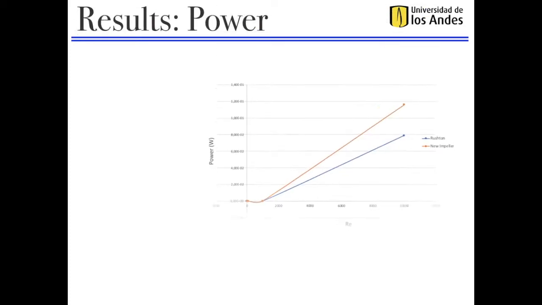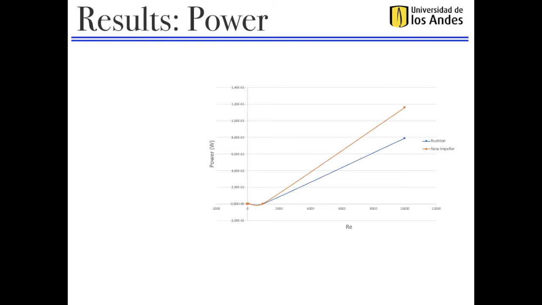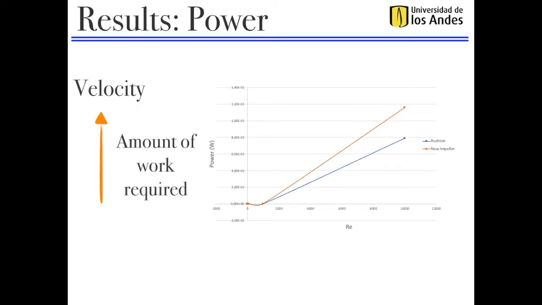Regarding the figure shown above, it can be noticed that there is a direct relation between the power consumed by the stirrer and the Reynolds number. As the velocity increased, the Reynolds number showed a higher value, and in the same way, more power was required for the impeller to achieve that velocity increase.